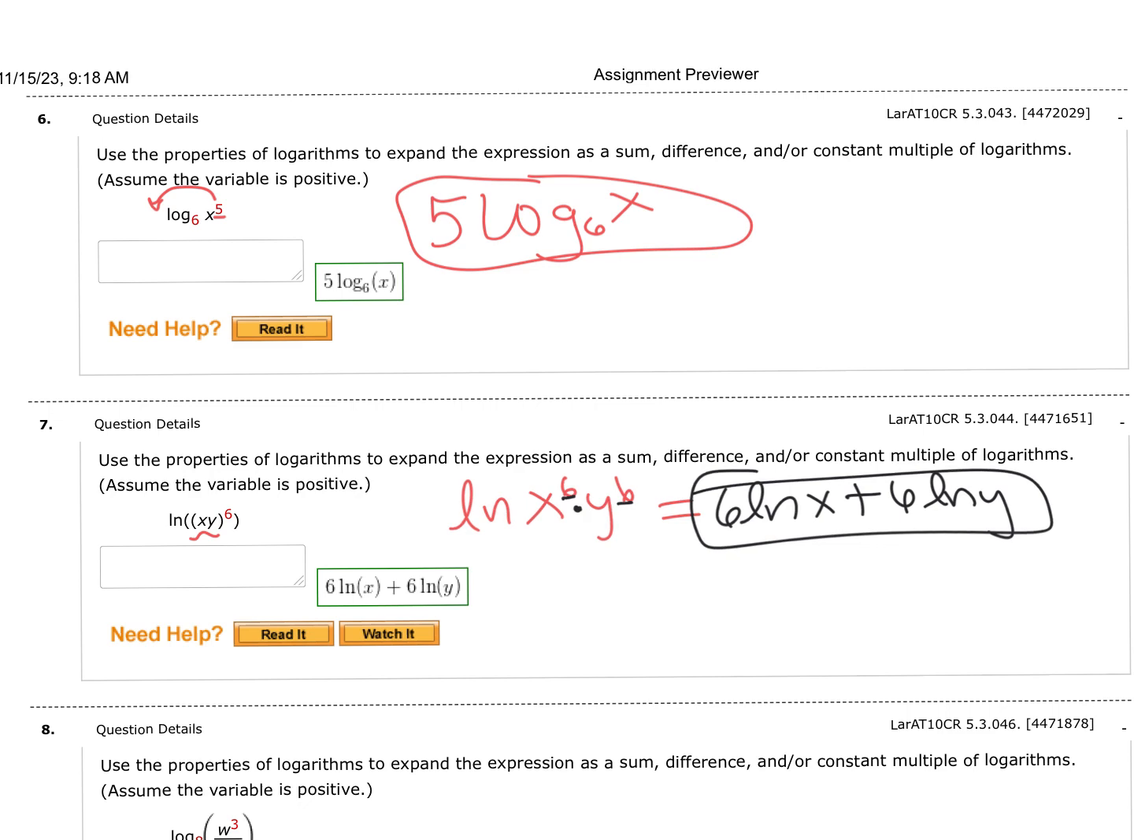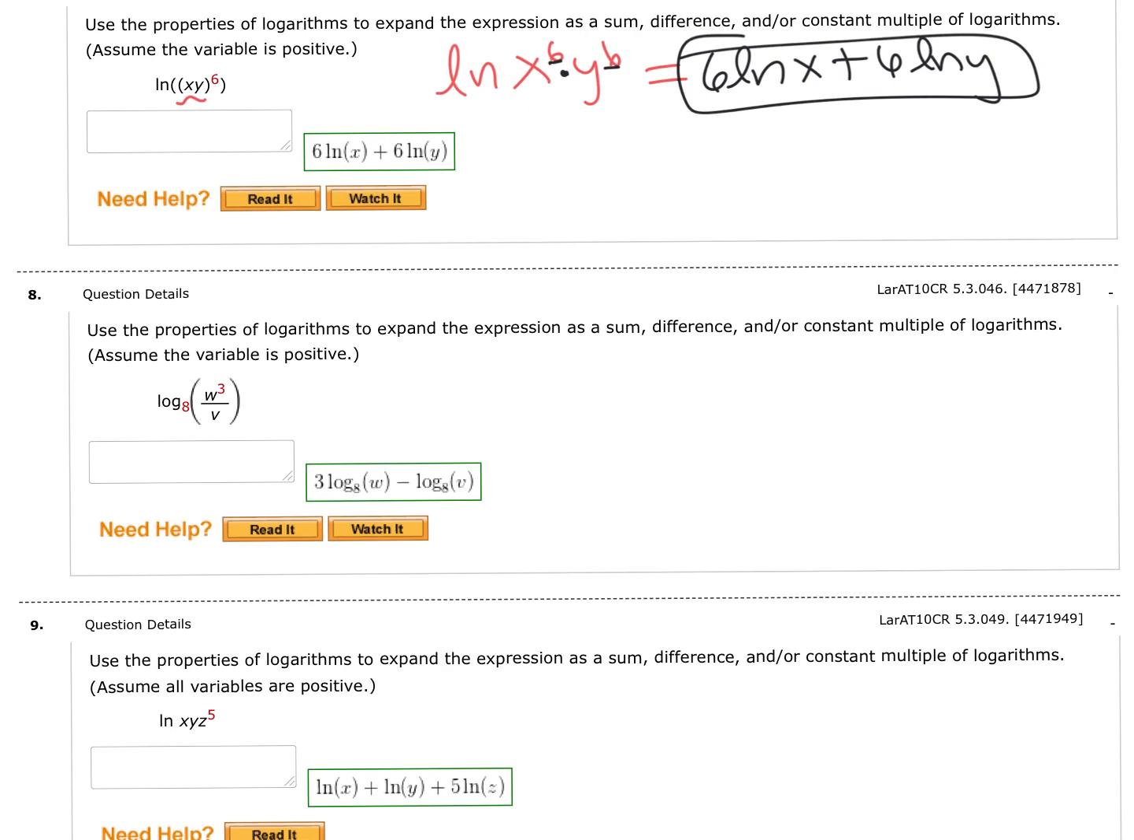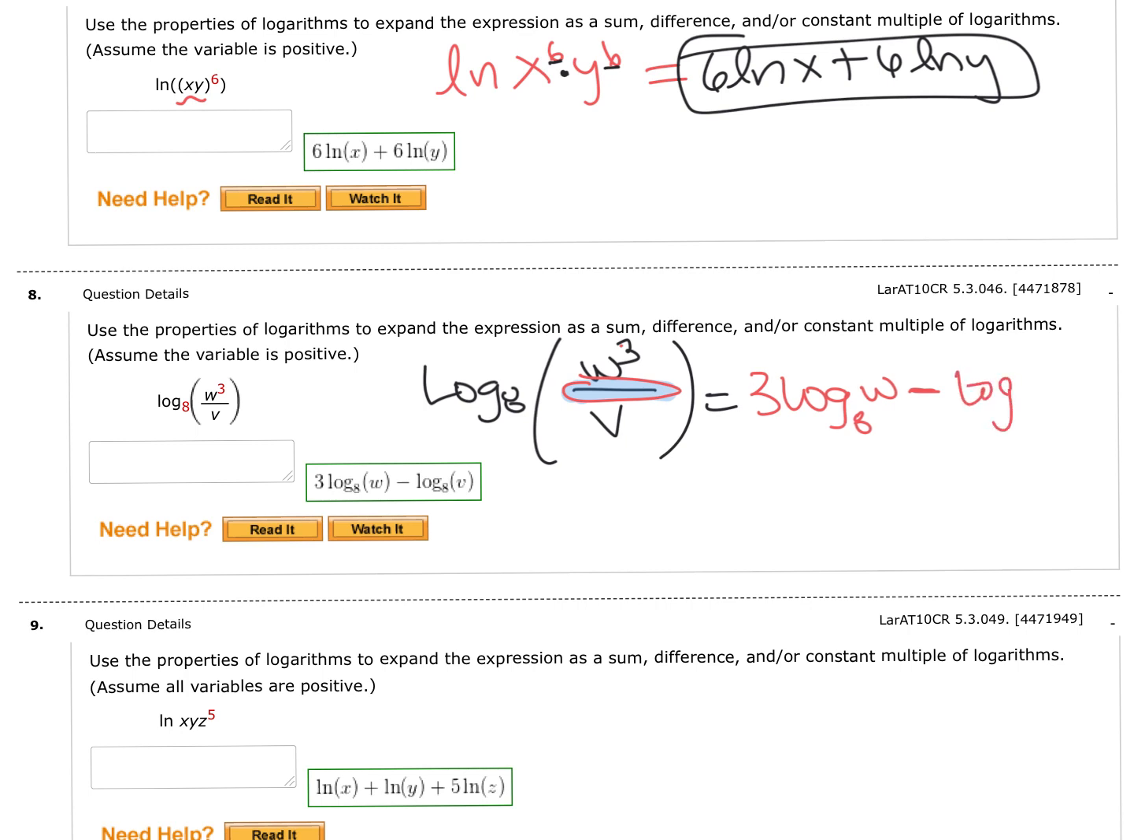All right, number 8. Same idea. This time we have a lot going on here. So I have w to the 3rd power divided by v. And this division does mean subtraction. All right, so I'm going to take the exponent to the front. So the 3 is going to go in front of the log, w, base 8. And then because of this division, that property is subtraction. And then I'm going to have the log of v base 8. All right, which of course is right here.